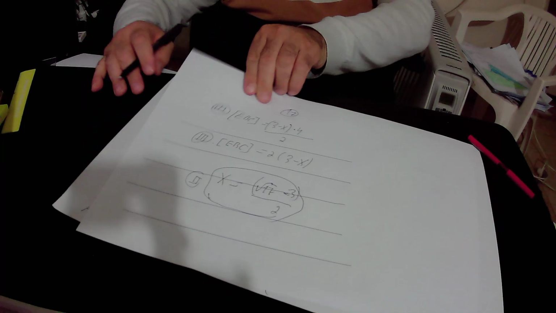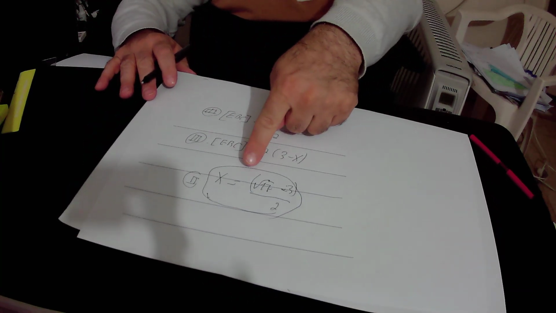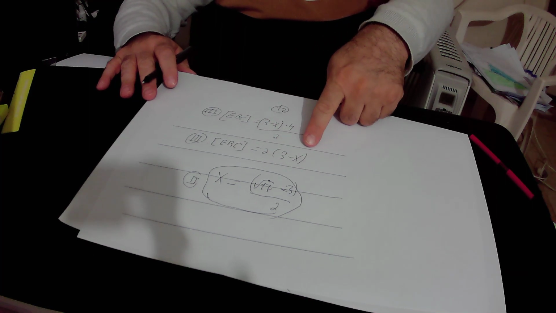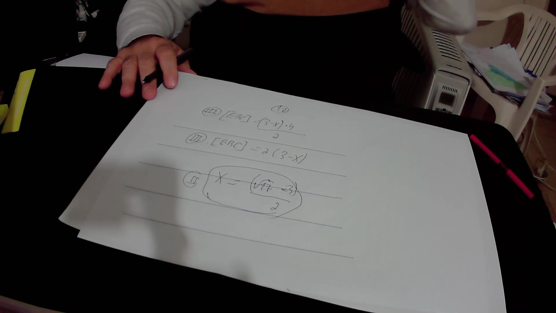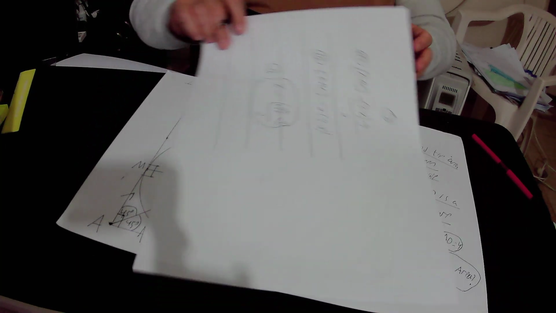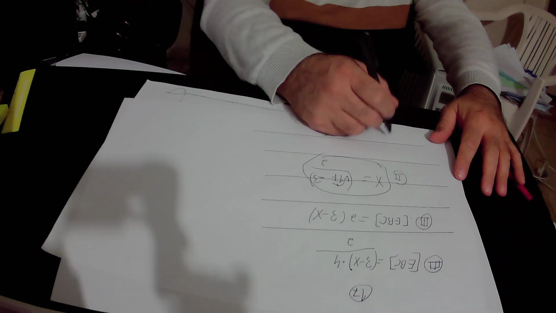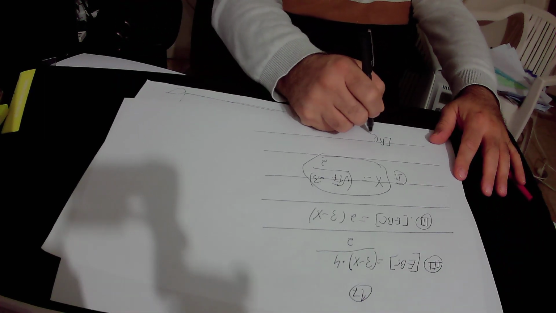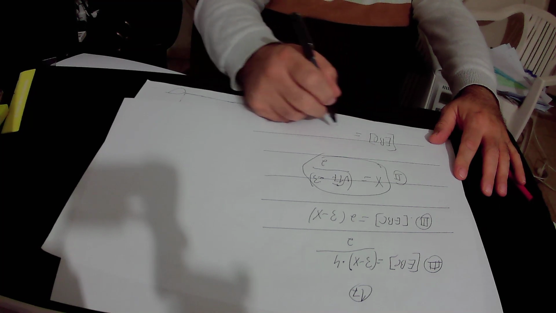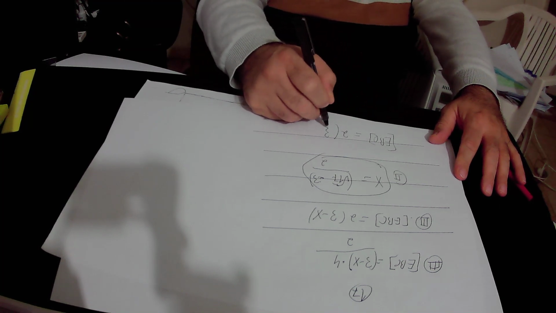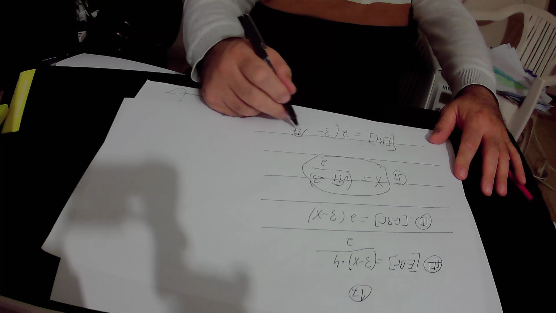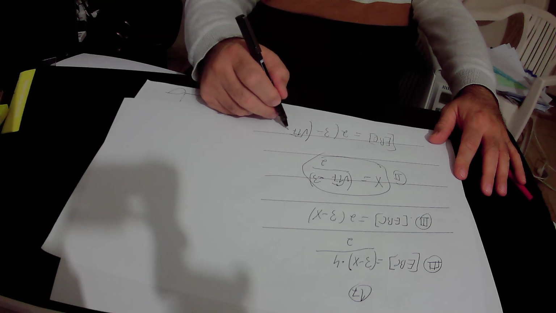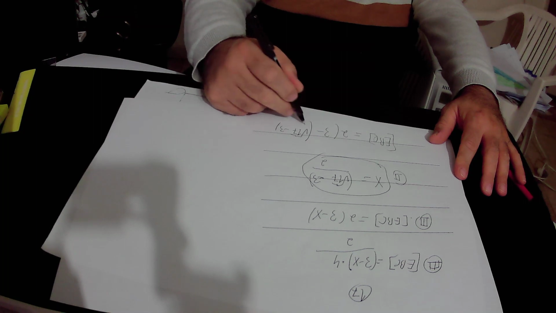So here we will place the value of x from equation number 2 inside x in equation number 3, and we will get that the area of the green right triangle, triangle ABC, is equal to 2 times 3 minus x, and x equals square root of 17 minus 3 over 2.